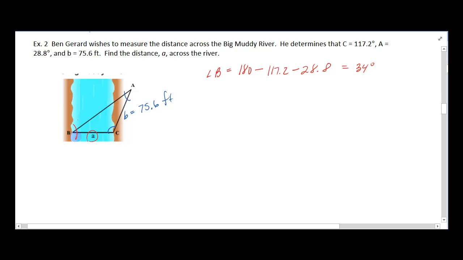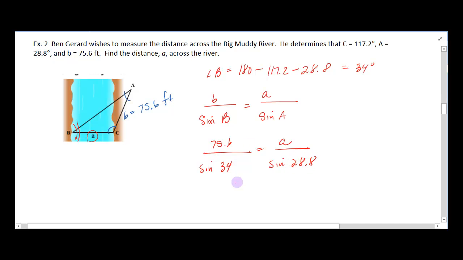So since I now know angle B, I can use the law of sines, which says side B over the sine of B equals side A, which is ultimately what we want to solve for, over the sine of angle A. Side B is 75.6. We know that from what we're given. The sine of angle B is, we said B is 34 degrees. We set that equal to A divided by the sine of angle A, which is 28.8.